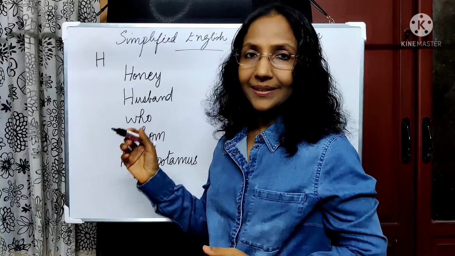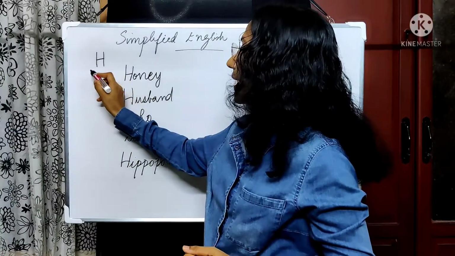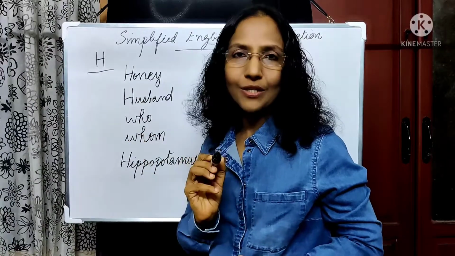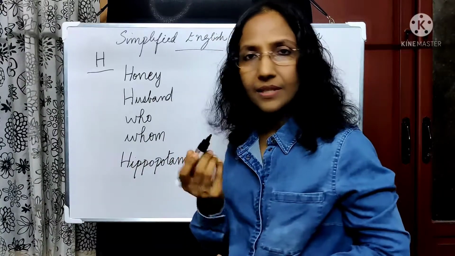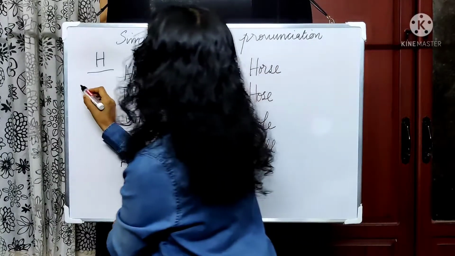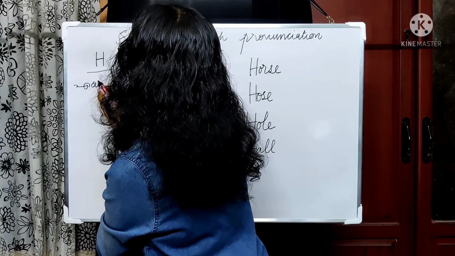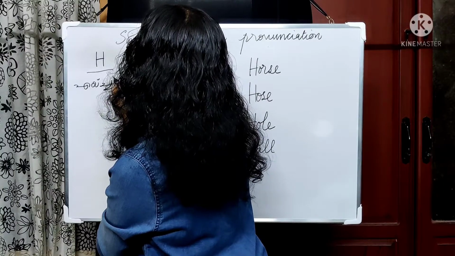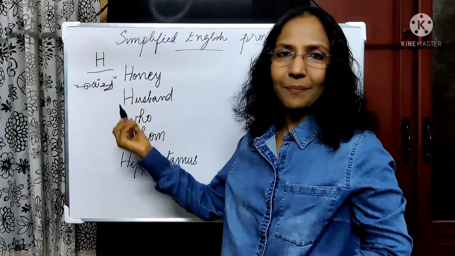And we start with the sound h, which is represented by the alphabet H. Remember, it's not H, it's H. How do you pronounce it? I'll show it in Malayalam. Almost like this. H, that's the pronunciation.